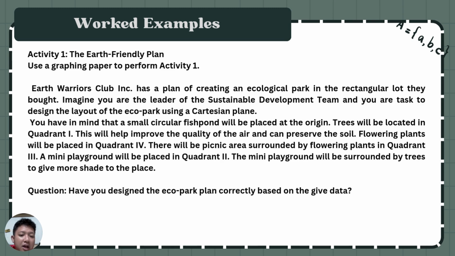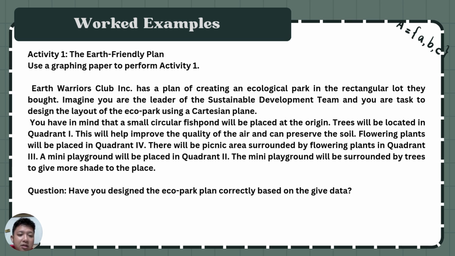So for your activity, I want you to do this one, the Earth-friendly plan. Earth Warriors Club Incorporated has a plan of creating an ecological park in a rectangular lot they bought. Imagine you are the leader of the sustainable development team and you are tasked to design the layout of the eco park using a Cartesian plane. You have in mind that a small circular pond, or fish pond rather, will be placed at the origin. Trees will be located in quadrant 1. This will help improve the quality of the air and can preserve the soil.